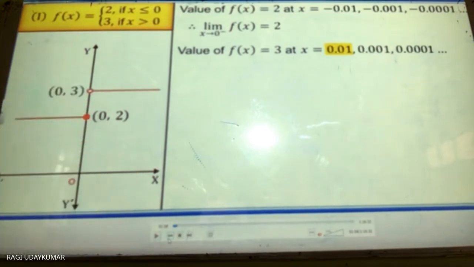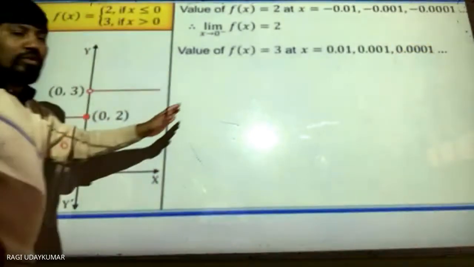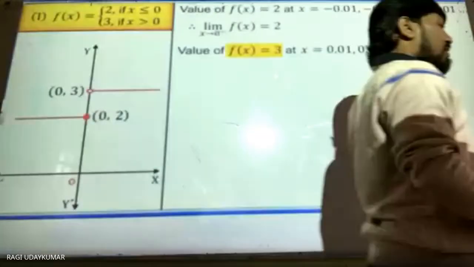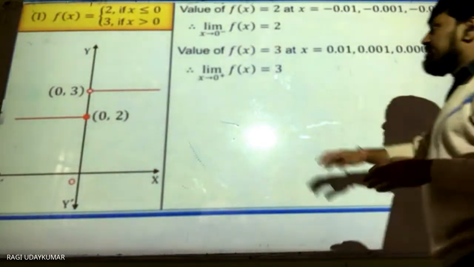So x equals 3 for the values greater than 0. Wherever you take values greater than 0, we are going to get f of x equal to 3. And what is the meaning of this? The right hand limit, limit as x tends to 0 plus of f of x, is equal to 3.